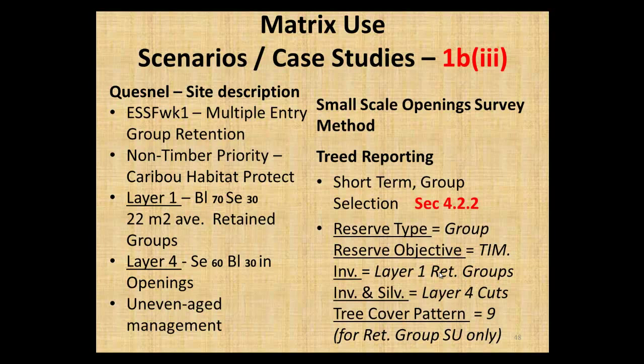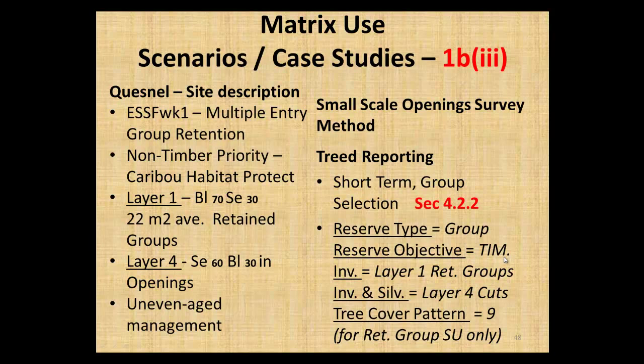So it's short term because these groups will be removed at some point on a cutting cycle before the larger cutting rotation age for would be even aged if it was an even age block. And so the reserve type is group. The reserve objective is timber. We're going to take it out for timber, and that allows it to go on the short-term regime.